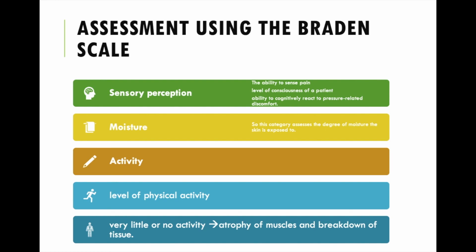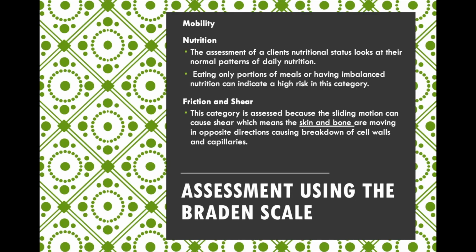Their level of activity, and then if they have little or no activity, you're going to look at their muscles and check if they are having atrophy and things like that. Then you're going to look at nutrition and friction and shear. So for nutrition, you're looking at, is the patient eating well? Are they eating high proteins? Are they not eating at all? Nutrition is very important, especially for wound healing.